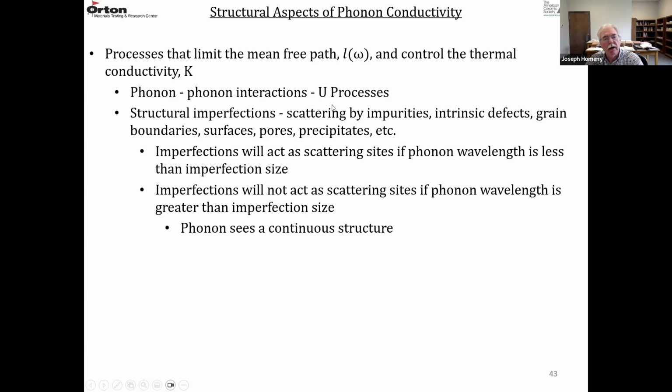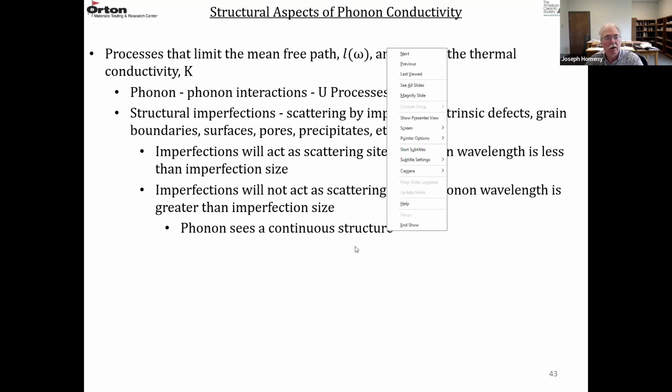So phonon-phonon interactions are U processes, and then there are structural imperfections. I mentioned impurities, intrinsic defects, grain boundaries, surfaces, pores, precipitates. Imperfections will scatter these lattice waves if the phonon wavelength is less than the imperfection size. Imperfections will not act as scattering sites if the phonon wavelength is greater than the imperfection size. In that case, the phonon sees a continuous structure and it's not scattered at all.